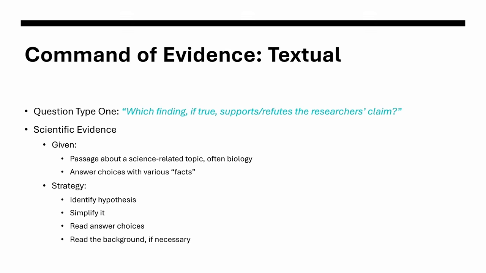You'll be given answer choices with various facts or false facts. In other words, one of those things is true and will help support or refute the claim that the researchers make in the passage. So you'll have a simple strategy for this. You're going to identify the claim or the hypothesis that the researchers make. Then you're going to simplify it. You're going to write it down in your own words using the scrap paper that they will provide on test day. You're then going to read the answer choices and then read the background of the science if necessary.